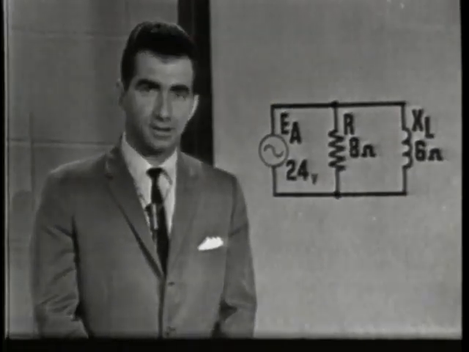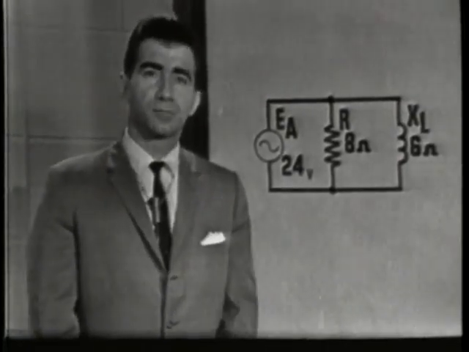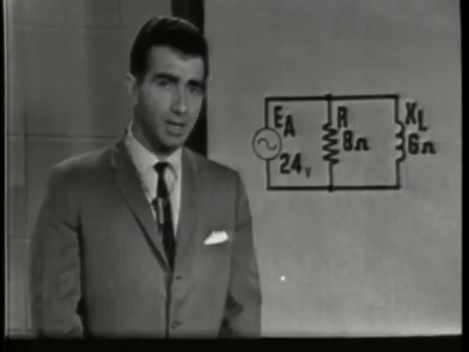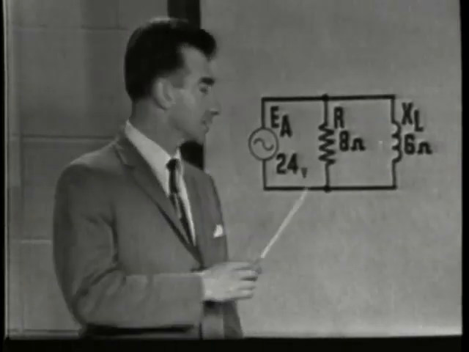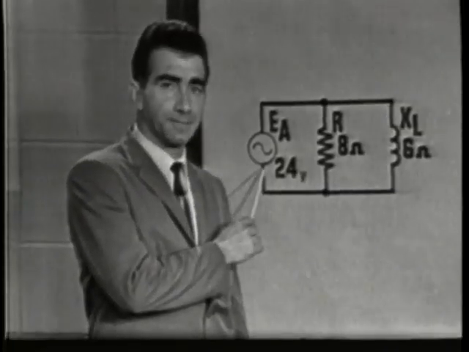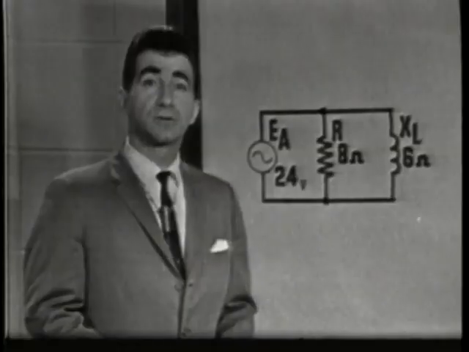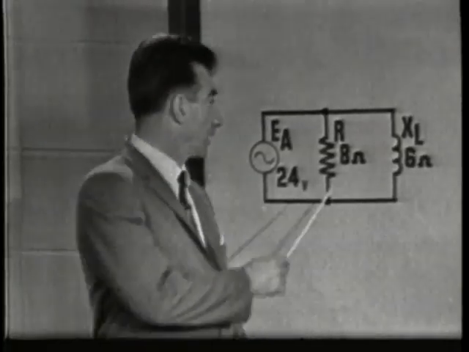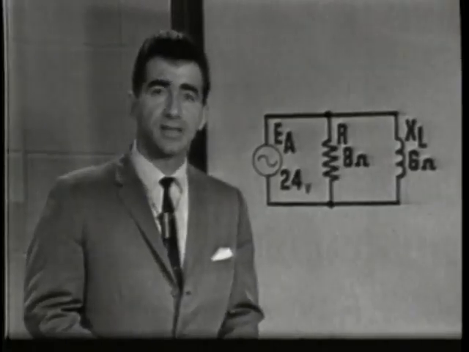Parallel RL circuits are very similar to parallel RC circuits, and you'll find that RL circuit problems are solved in much the same way as RC problems. Just as in the RC circuit, EA is used as the reference vector, and the branch currents are used to show phase differences. Now, of course, the resistor does not produce a phase shift, thus IR will be shown in phase with the reference vector EA.